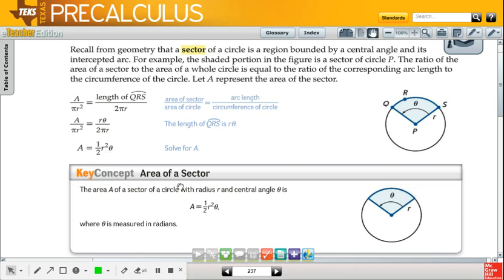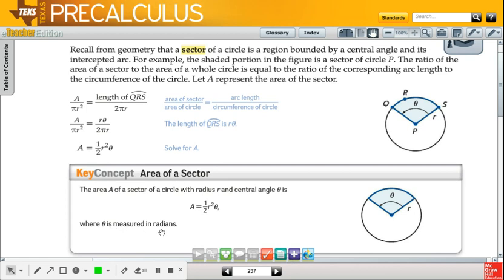So the definition of area of a sector is: the area A of a sector of a circle with radius r and central angle theta is A equals 1/2 times r squared times central angle theta, which here's a given picture, and where central angle theta is measured in radians.